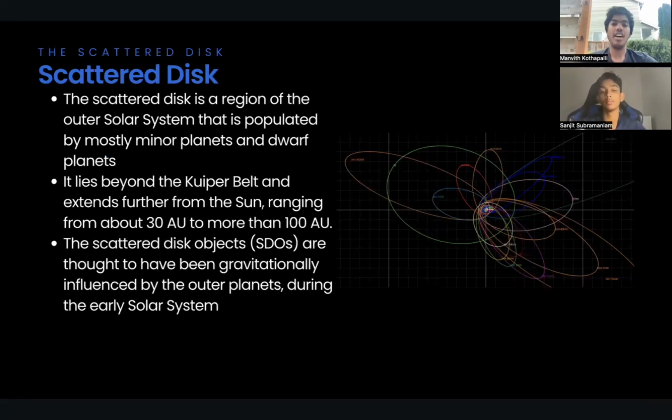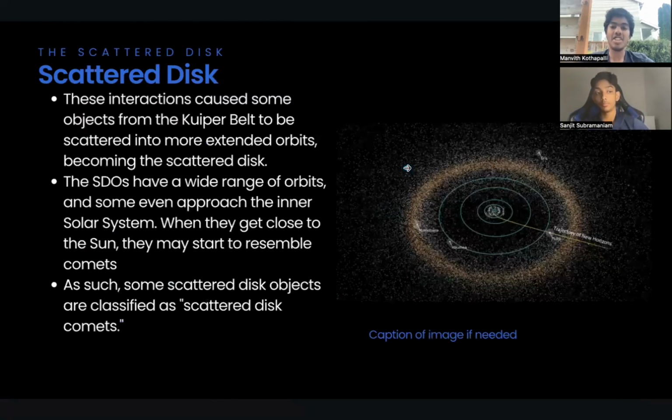The scattered disk is the region of the outer solar system that is populated by a group of icy objects, primarily minor planets and dwarf planets. It lies beyond the Kuiper belt and extends further from the sun, ranging from about 30 astronomical units to more than 100 AU. Scattered disk objects are believed to have been influenced by gravitational interactions of the giant planets, primarily Neptune, during the early history of the solar system.